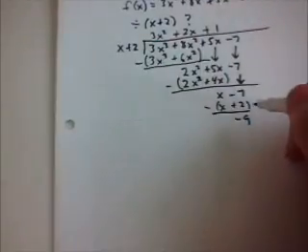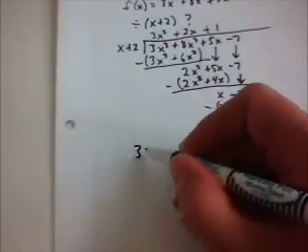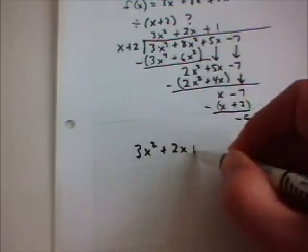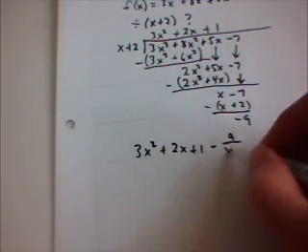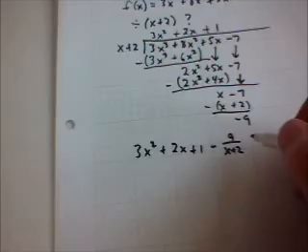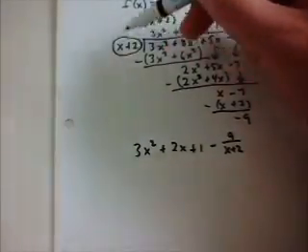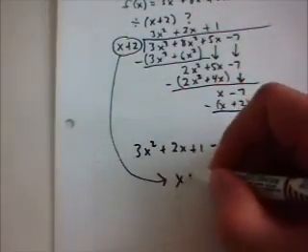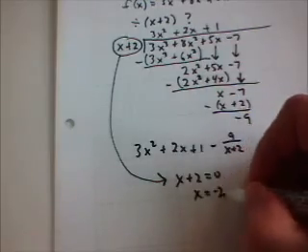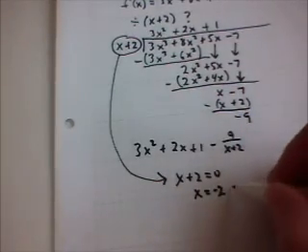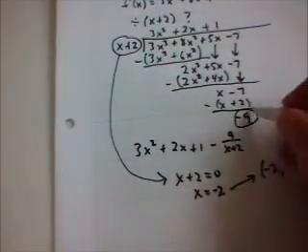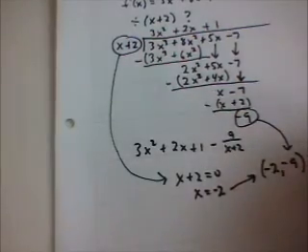So I'm going to write my answer as 3x squared plus 2x plus 1 minus 9 over x plus 2, because I divided by x plus 2. Now, if x plus 2 was equal to 0, then x would be negative 2. I can make a coordinate out of that. That would be negative 2 and negative 9. How cool. All right, let's take a look at another function.